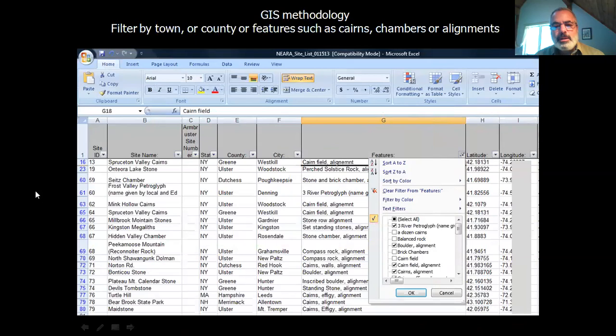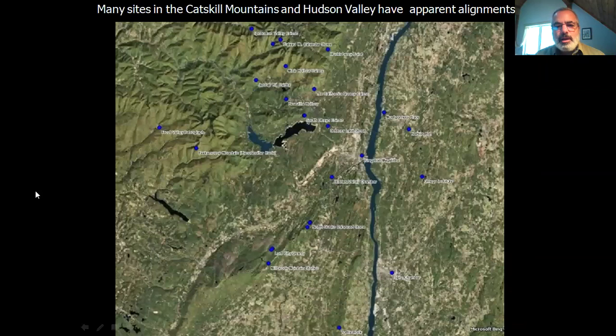For a moment, I'll speak about what my methodology is and how I approach my research. I use a GIS approach, basically plotting the locations of the different sites and their different features, and then I can sort and look for different patterns of concentration and distribution of those features on the landscape. I can plot their locations and again look for patterns.